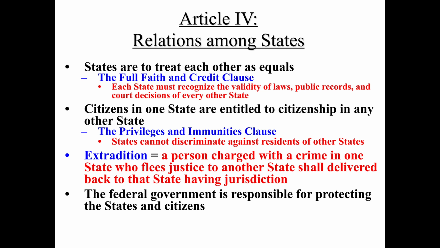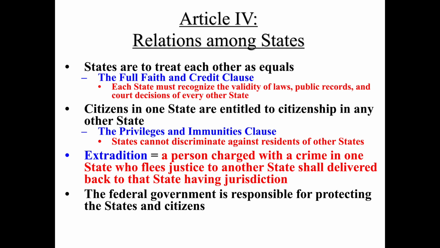So each state must recognize the validity of laws, public records, and court decisions of every other state. So if my wife and I were married in Oklahoma, but we moved to another state, we don't have to get married again. Nor would a divorced couple have to get divorced again if they moved out of state. Those decisions are recognized by the other states. And that lends itself to the last little thing that we'll talk about here, which is basically extradition, and we'll get into that in just a second.